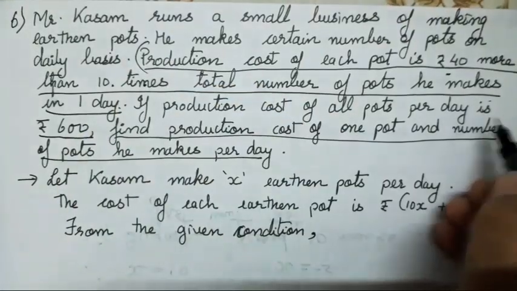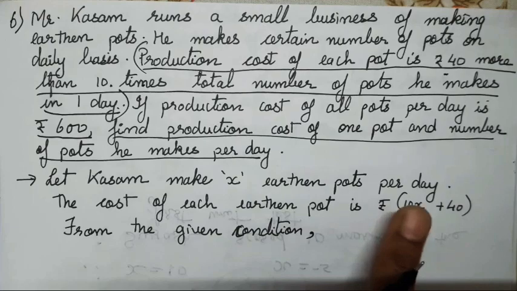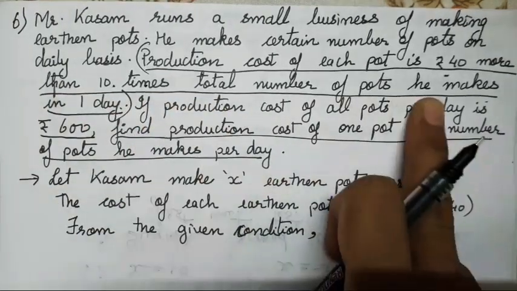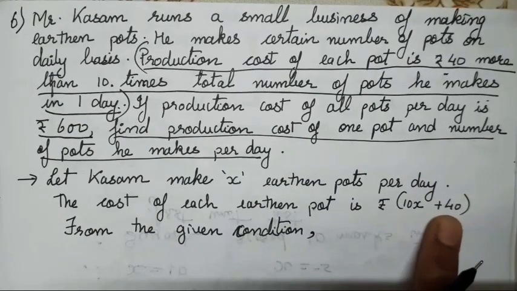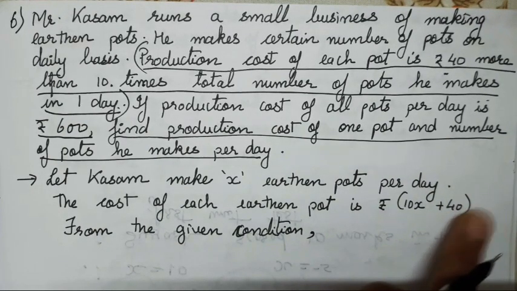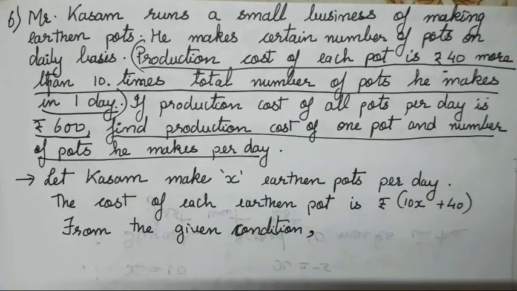Therefore from here you all have to understand and write the equation that 10 times he makes the pots more than the total number of pots he makes in one day, and the cost of each pot is supposed to be rupees 40. I think this is clear to everyone because this is important for you all to understand.